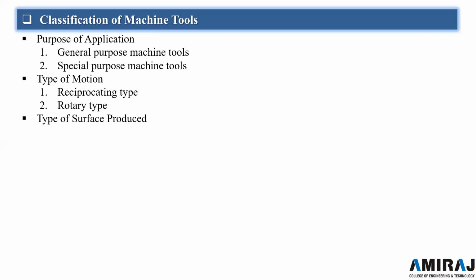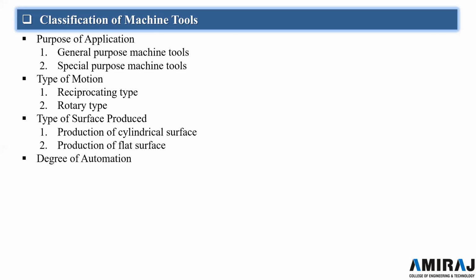Now, type of surface produced. Another classification is type of surface produced, in which the first one is the production of cylindrical surfaces, like lathe and drilling, and the second one is production of flat surfaces. For machining of flat surfaces, there are milling machines and shaper machines.